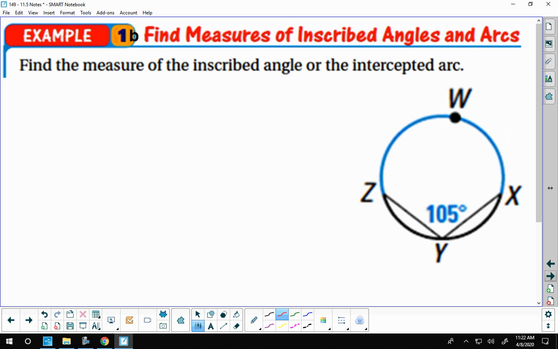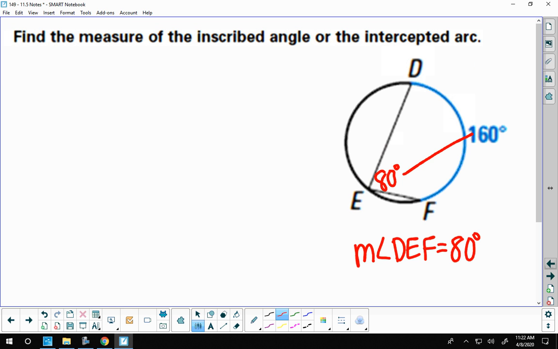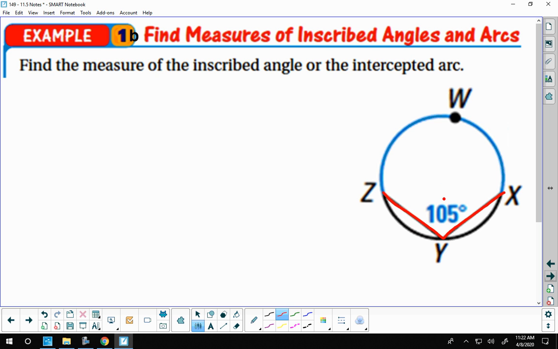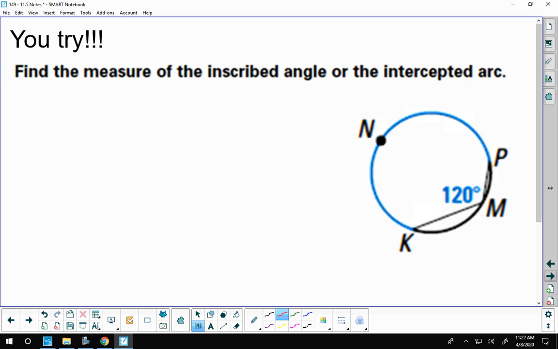Now they give us the measure of the inscribed angle. Okay, so instead of going from the arc to the inscribed angle inside, now we are given the inside inscribed angle and we need to find the intercepted arc. Well, we're going to double it. So 105 plus 105 is 210 degrees. So we're going from the inside to the outside, so we got to double it.